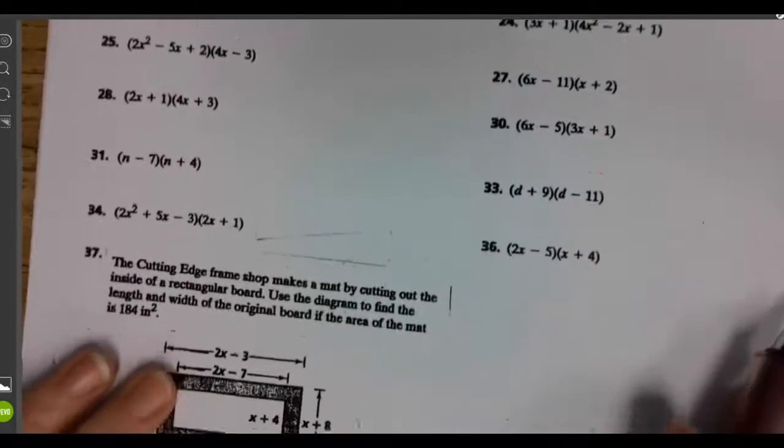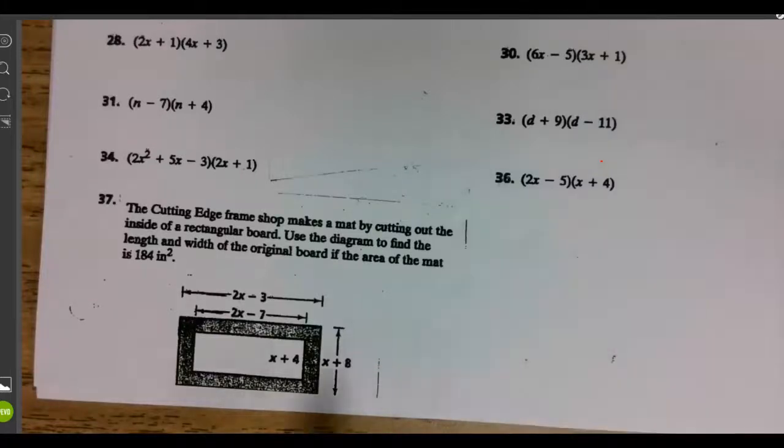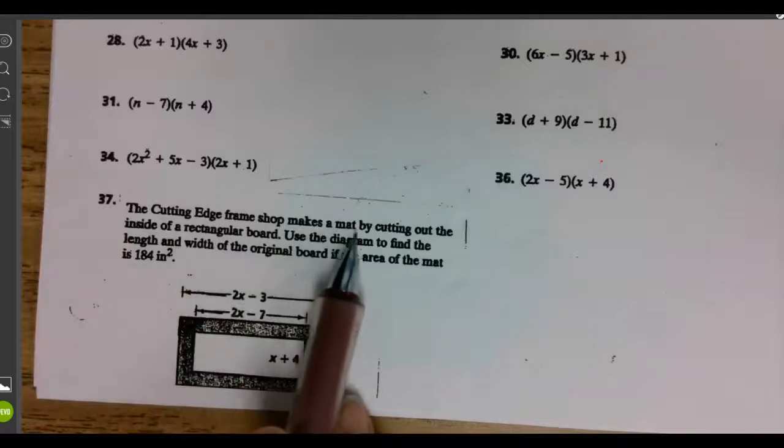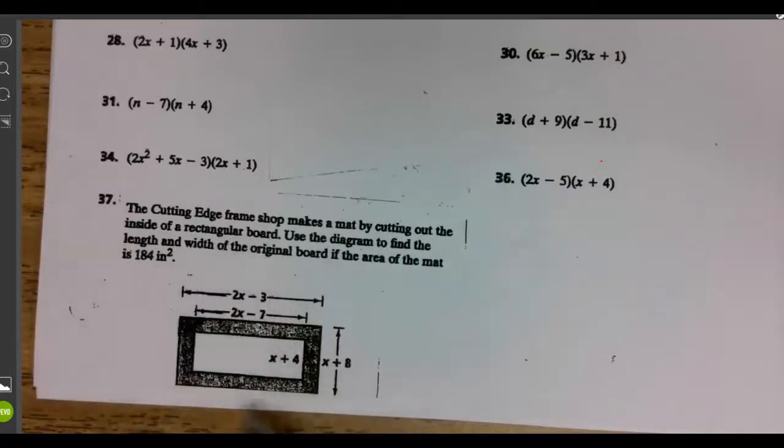Okay, I want to look at this one. We did not have one of these in our notes, and I'd like to look at it. You're going to finish it, but I'm going to start it. The cutting edge frame shop makes a map by cutting out the inside of a rectangular board. So this is a whole big board, and they're going to cut out that inside part to make a frame. This is a very common problem, frame problems. You'll see them lots of different ways, so just to let you know that.